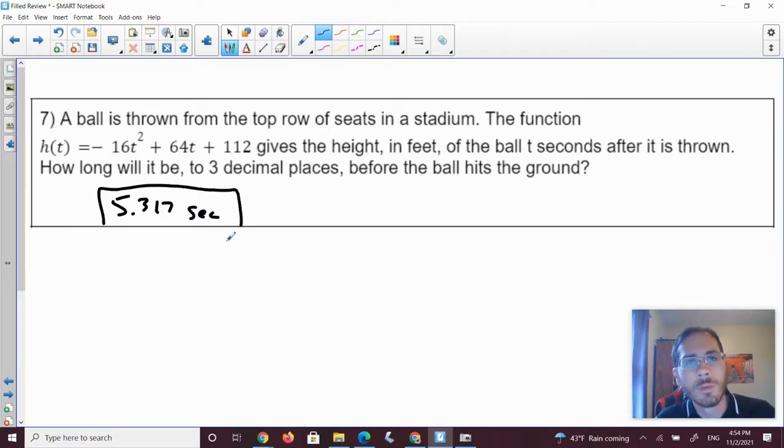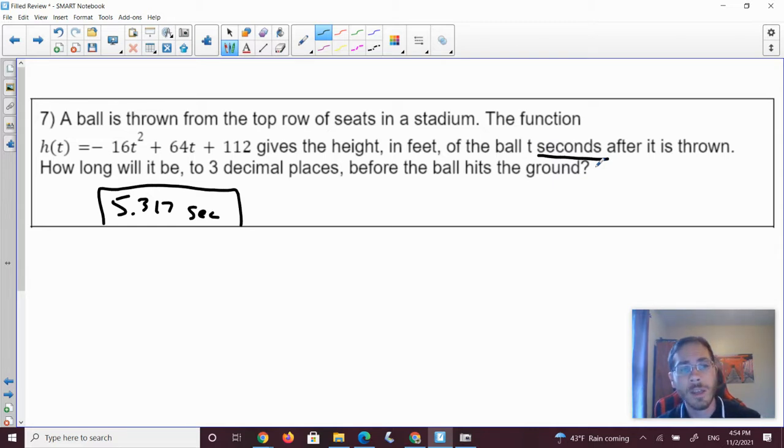And that's it. So we're all set. Seconds. I just know the negative 16 is in feet per second squared. That's why I put seconds on there. I'll just say seconds up here. There we go. That's where the units come from. But that's it. That's everything with number 7.